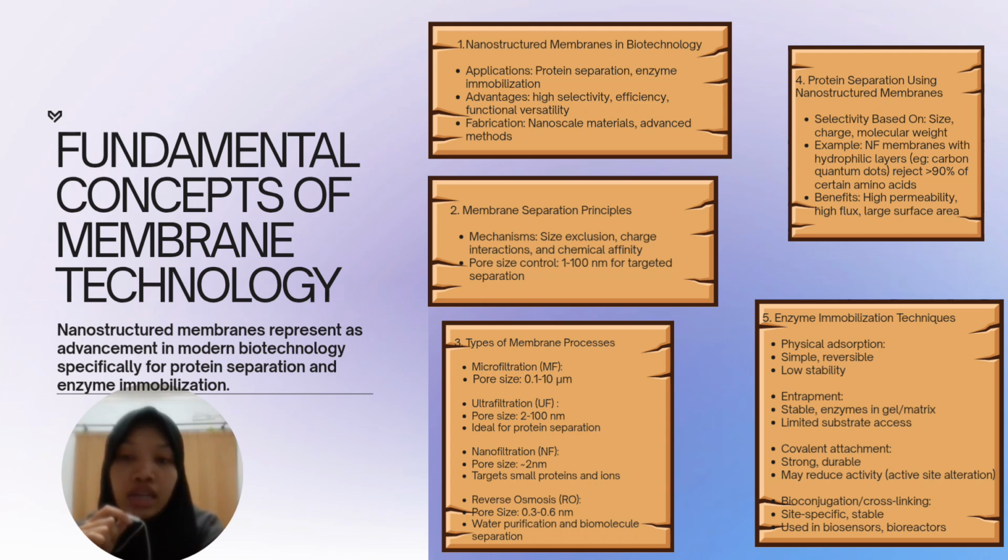And lastly is enzyme immobilization technique, which is physical adsorption, a simple and reversible technique, and also has low stability. Second is entrapment, which is stable, enzyme in gel or matrix, and limited substrate access for it. And third is covalent attachment, which is strong and durable. And also it may reduce activity such as active site alteration. And lastly is bioconjugation or cross-linking, which is for site specific and stable. It is often used in biosensor and bioreactor.